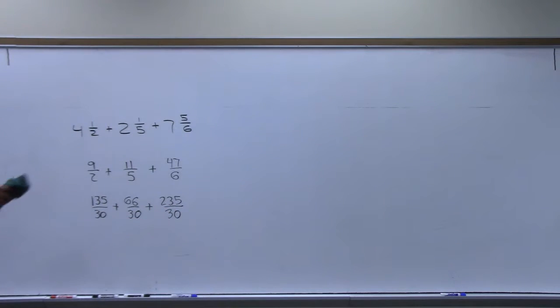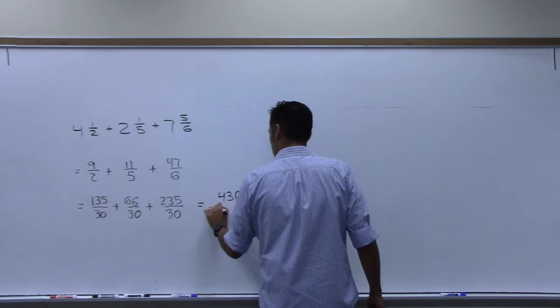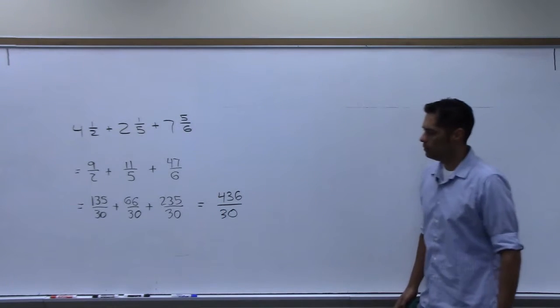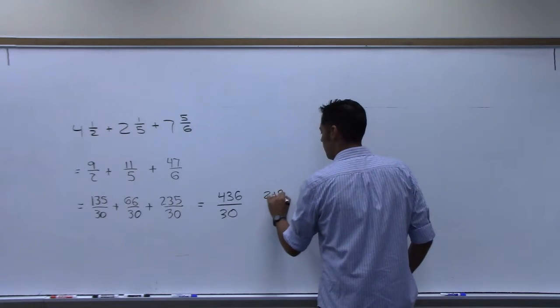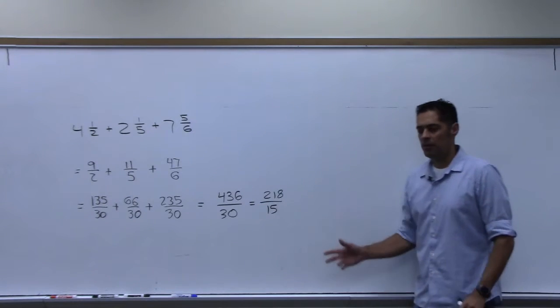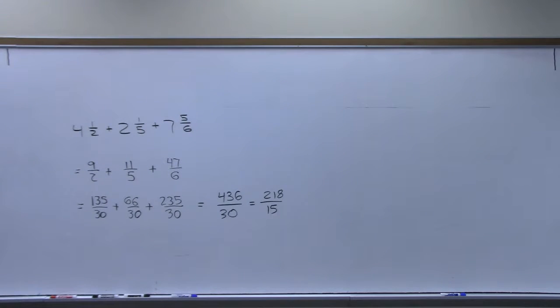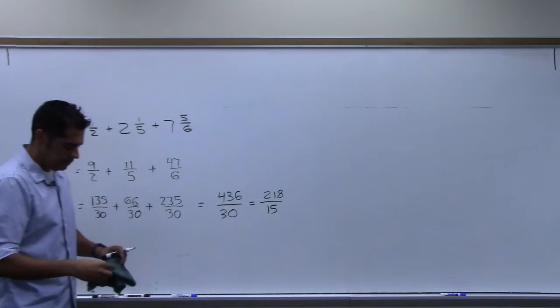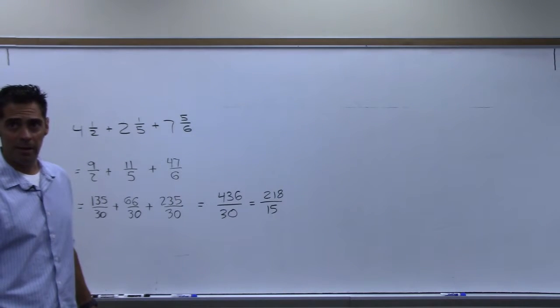And then now they all have the same denominator, so I just add straight across. And what is that? 436 over 30. To what? 218 over 15. And you could leave it like that. And you could also, if you wanted to know, turn it back into a mixed number, okay? Or you could do it as a decimal, or leave it like that.